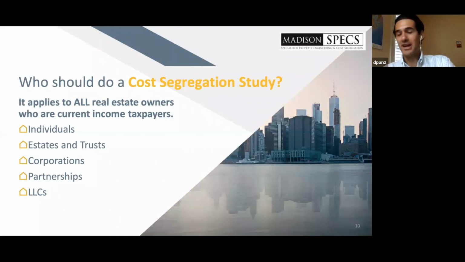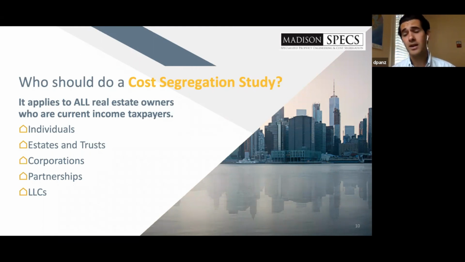Who should do a cost segregation study? Not just senators. Everyone who owns an income-producing property should at least consider doing a cost segregation study. So whether that's individuals, TICs, syndications, estates and trusts, corporations, partnerships, LLCs, everyone that's got to pay income taxes. So if you're a nonprofit or you're a church and you recently bought a new building, yes, there are depreciable assets on there that could benefit, but you're not paying taxes, so it's not worth it. There's nothing there for you.